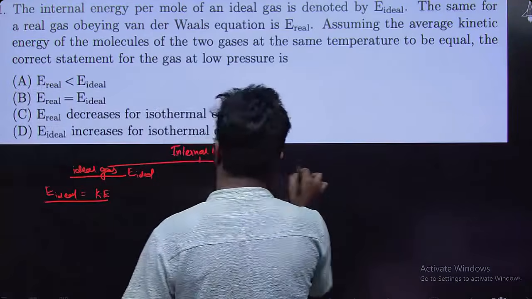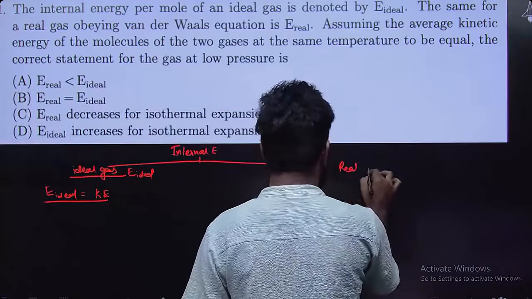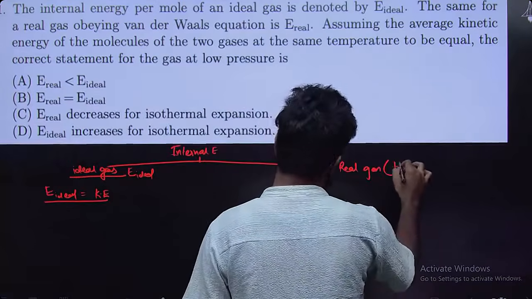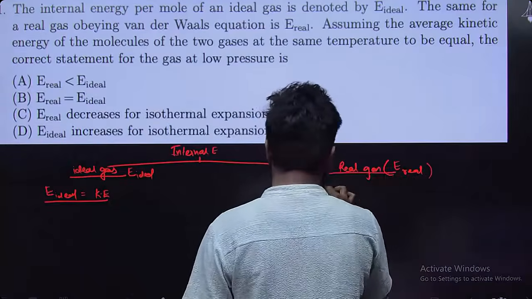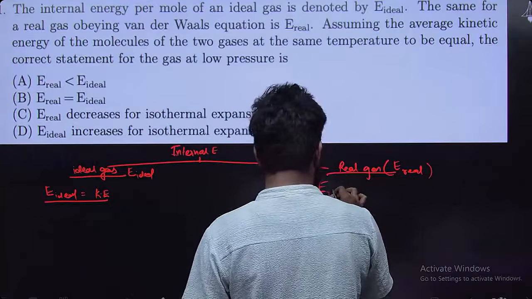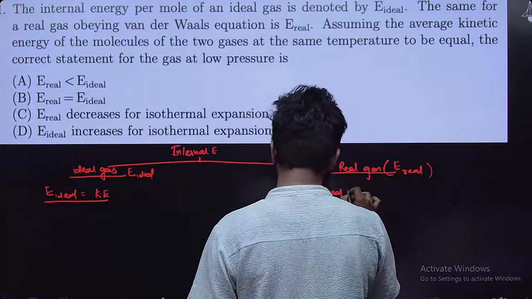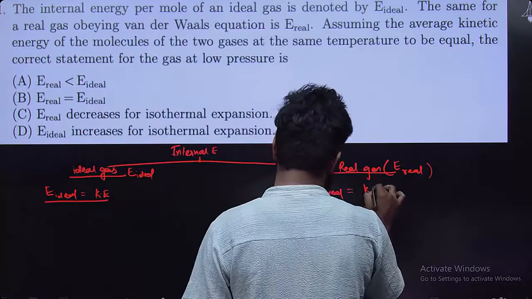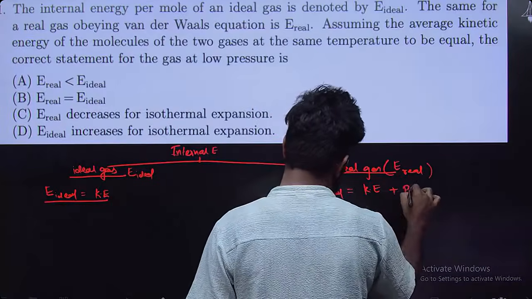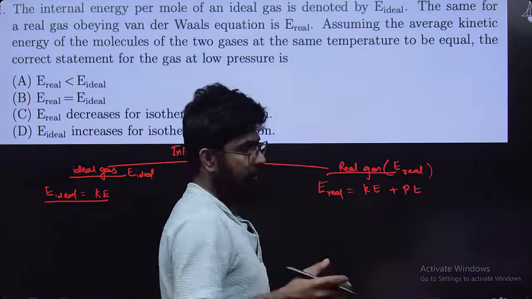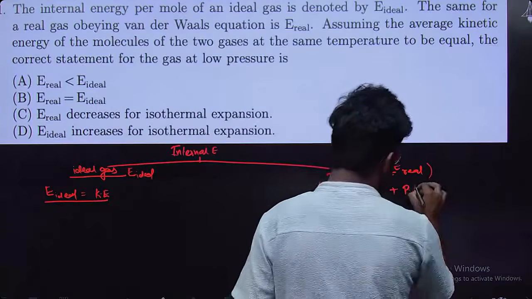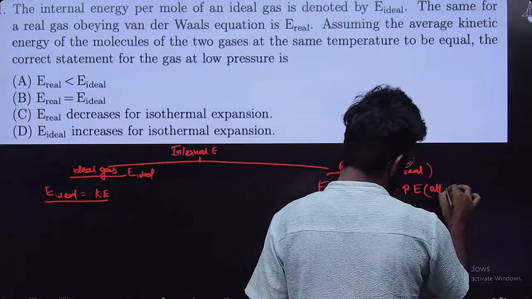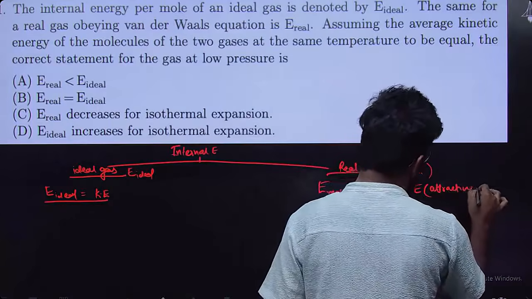However, for real gases, where you denote the internal energy by E real, we should have an idea that in the case of real gases, E real equals kinetic energy plus potential energy, because in real gases the intermolecular interactions also happen. So potential energy, and more often attractive potential energy, will also be there, attractive potential energy, right?